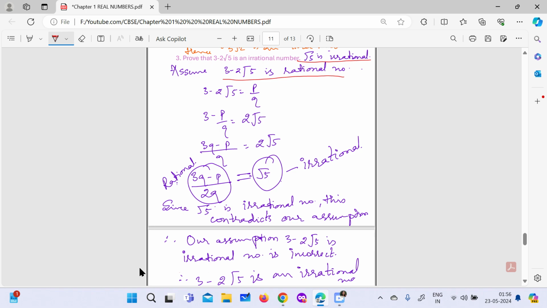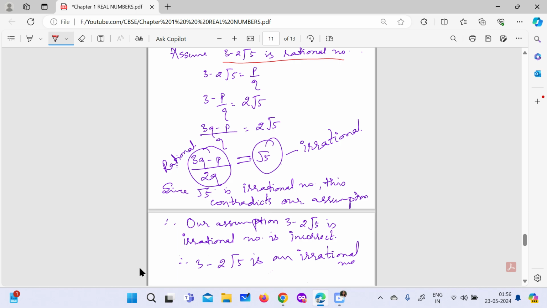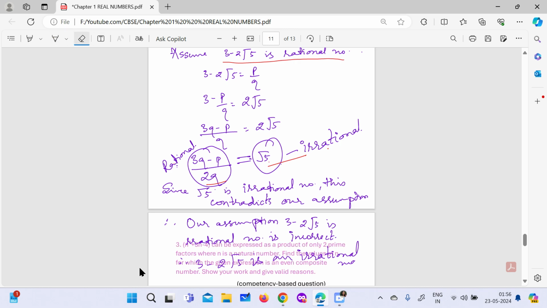Now again I'm going to isolate root 5. So root 5 will be equal to 3q minus p over 2q, like this. Now this is your rational number, and we already know the fact that root 5 is an irrational number. They cannot be equal. So since root 5 is an irrational number, this contradicts our assumption that this is a rational number. So our assumption is incorrect.